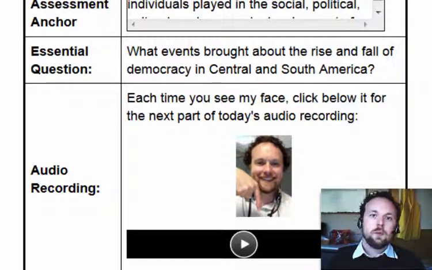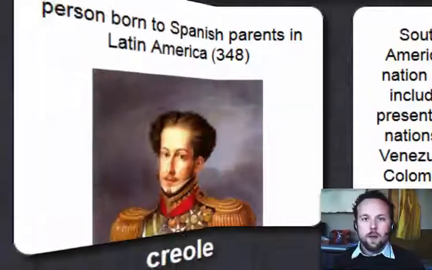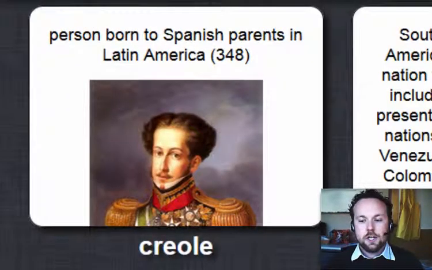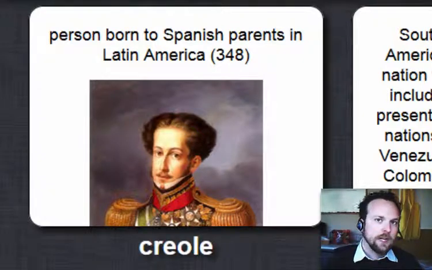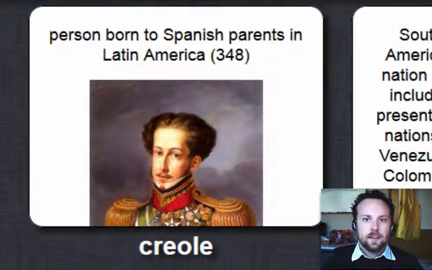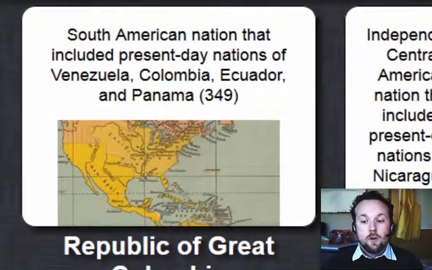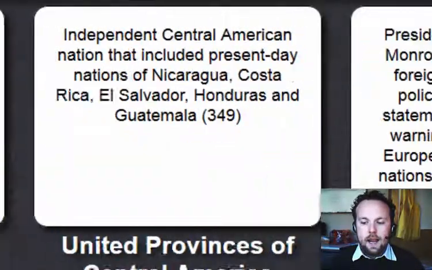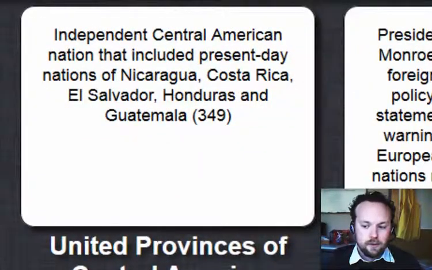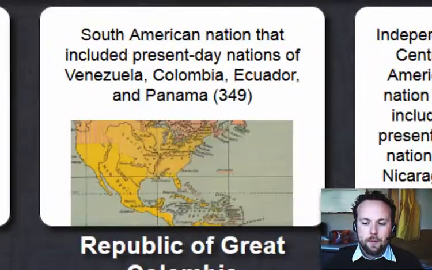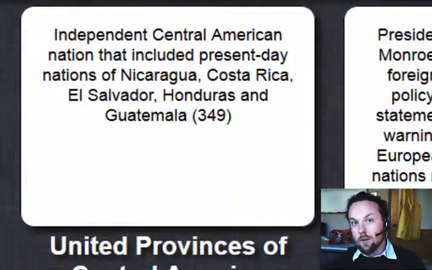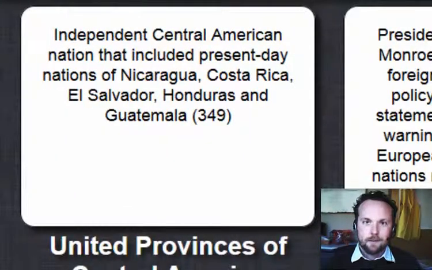So let's move on to the key terms. For our key terms today, we're actually going to be looking at the first three of these terms because, like I said, I split the whole lesson into two parts. So we'll be learning about the Creoles, the Republic of Great Colombia, and the United Provinces of Central America. Tomorrow we'll look at the other two terms, but for today we'll really stick with those three.